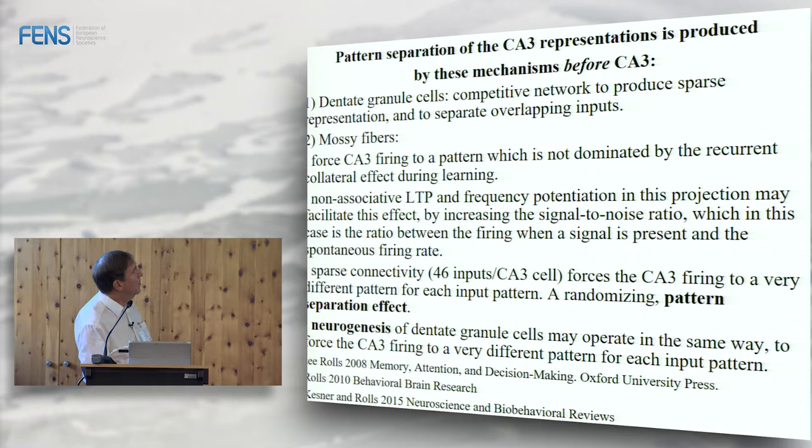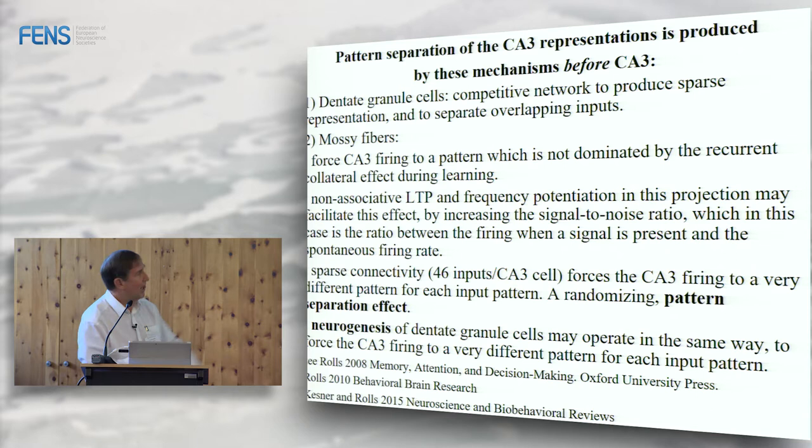Okay, then there are some mechanisms that work before you get to CA3 to do the pattern separation. The dentate granule cells perform pattern separation by competitive learning. I'll explain competitive learning a bit later. But basically, it's a way of making a few neurons respond to a particular input because they compete with each other. And after only a few are firing, you then modify the synapses. And so it means that you're actually separating out patterns quite nicely.